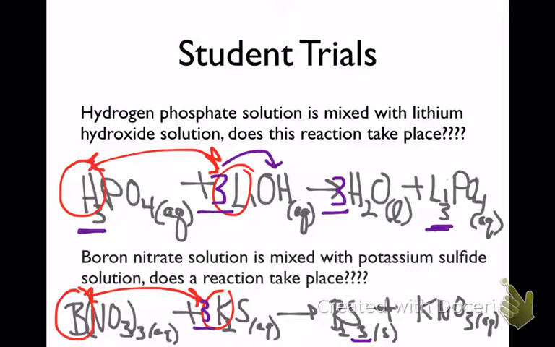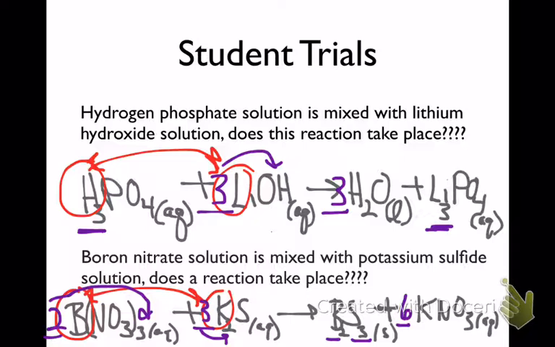I see 3 sulfurs on the right side, so I'll put 3 in front of the potassium sulfide. When I did that, I also wanted to take care of the boron, 2 on the right side, so we'll put a 2 in front of the boron nitrate on the left side. Now I've got 2 times 3, 6 nitrates on the left. Let's put a 6 in front of the potassium nitrate. And then that changed the potassium to 6, but I already had 6 on the left side, so now we're good. There's my balanced equation.